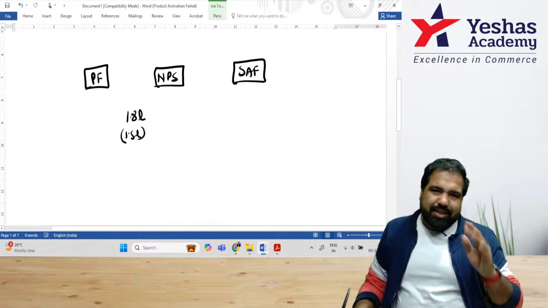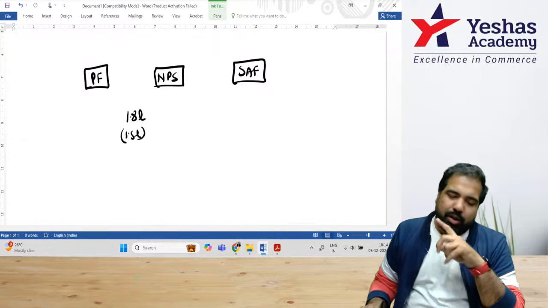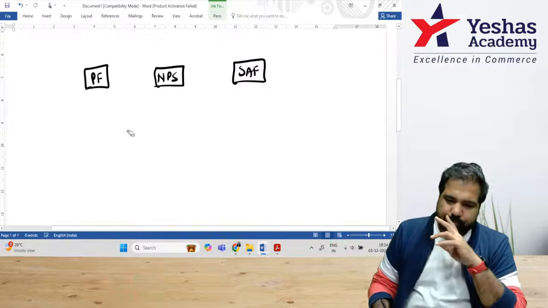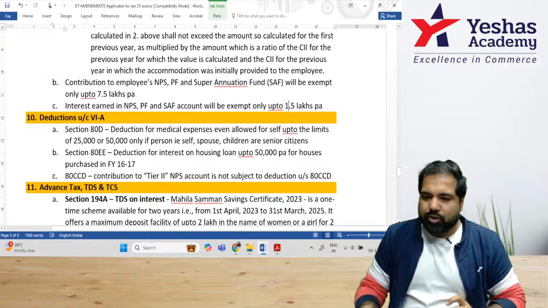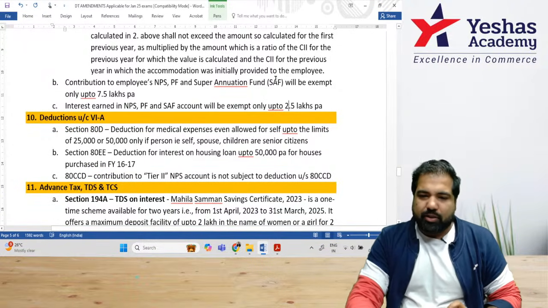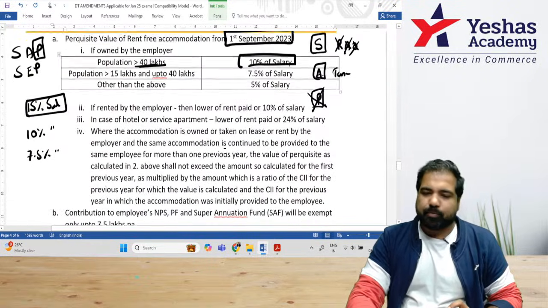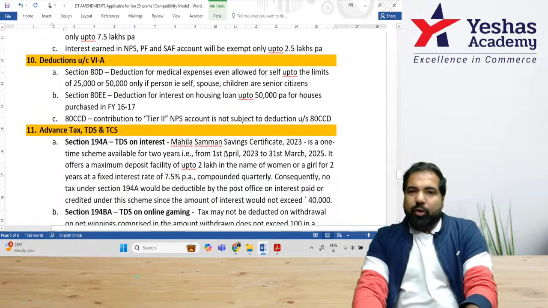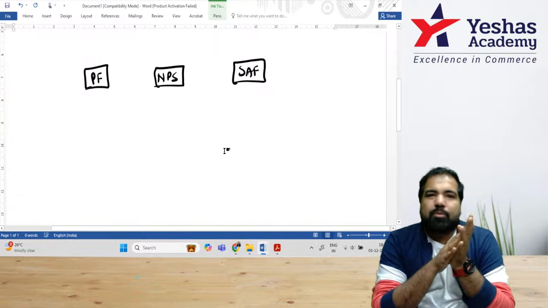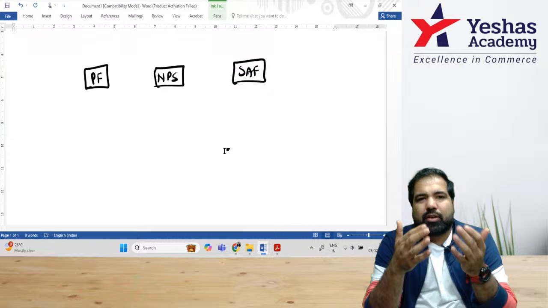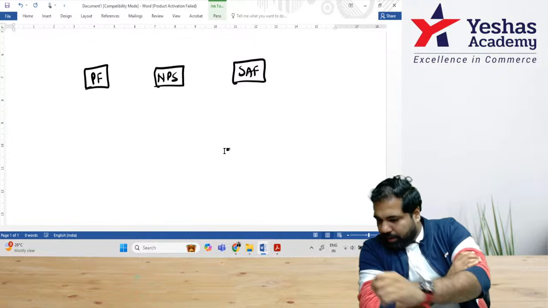So contribution-wise 7.5 lakh, and earning interest-wise 2.5 lakh. My bad, 2.5 lakh is exempt. Yes, I'll change it here, guys. This is 2.5 lakh, and there was another change which was required here, which I will make. This is 7.5 lakh. So in the exam, how will you identify? If they say PF interest at 9.5% is some 2,75,000, then out of that 2,50,000 will be exempt and 25,000 will be taxable. Perfect.